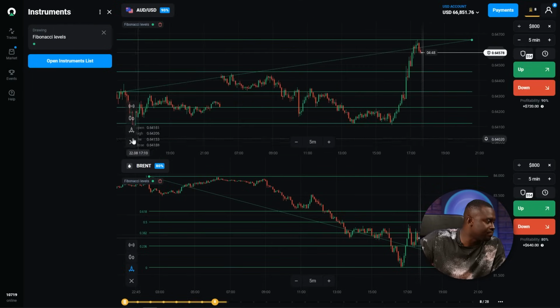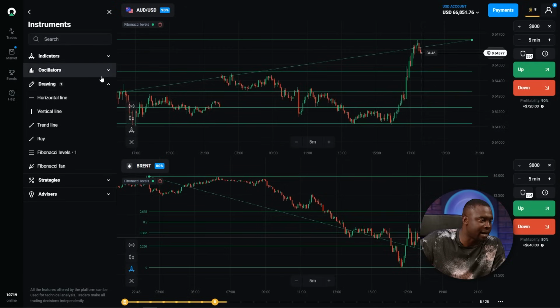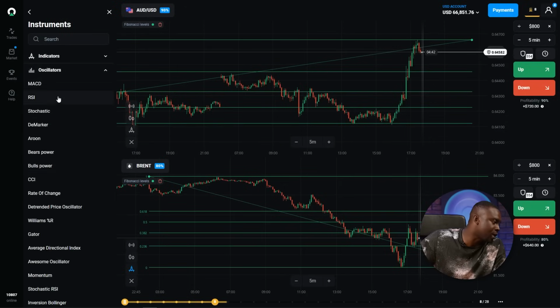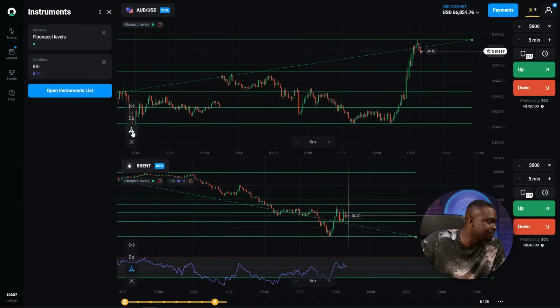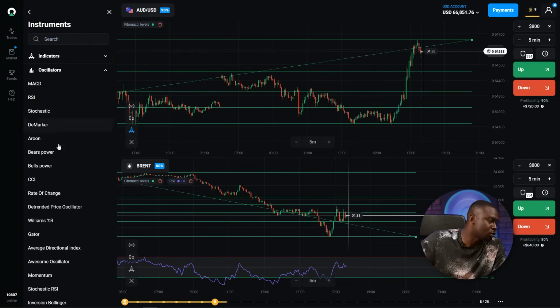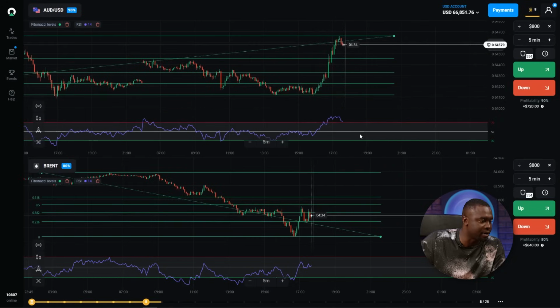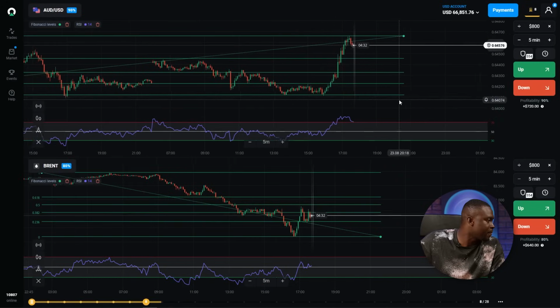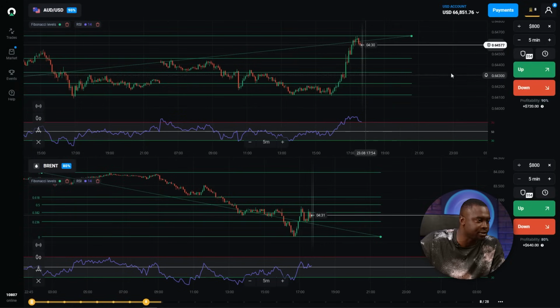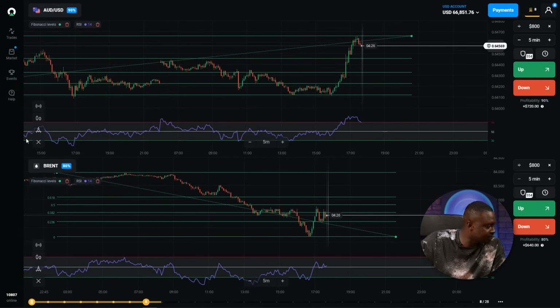At this level, I think I'm going to add the RSI indicator, just so I can identify the volume, or to serve as a confirmation for the various entry points. So as you can see, the Australian dollar USD is overbought. We have Brent consolidating around the same level.